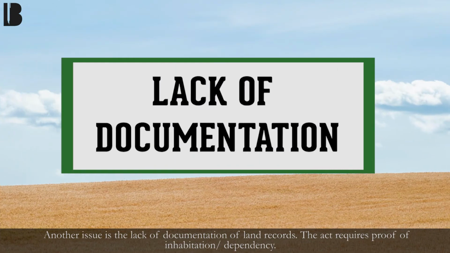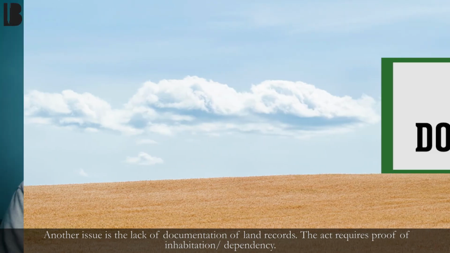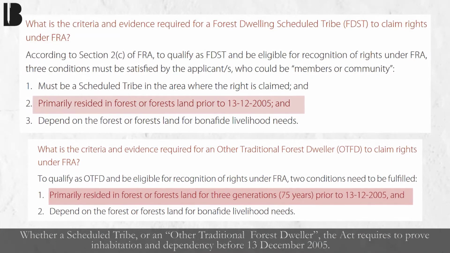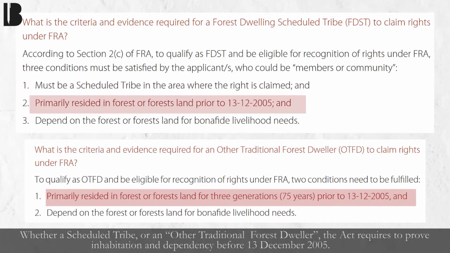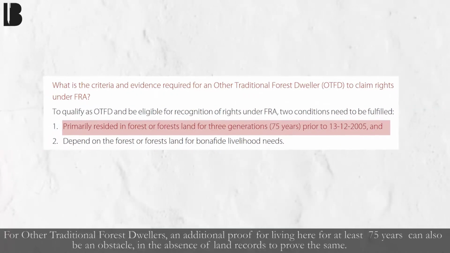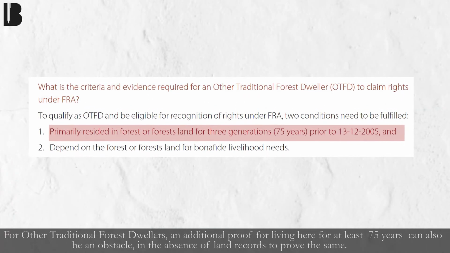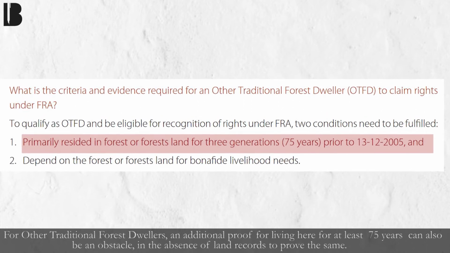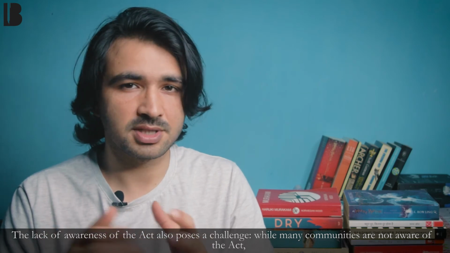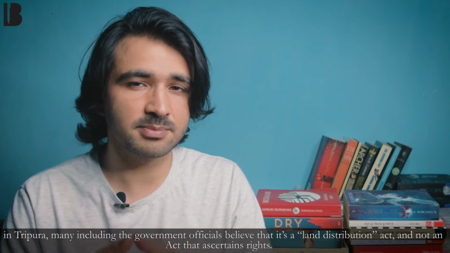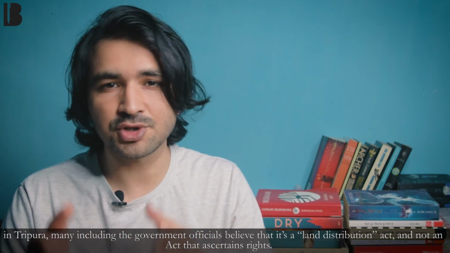Another issue is the lack of documentation of land records. The Act requires proof of inhabitation or dependency. Whether a scheduled tribe or an other traditional forest dweller, the Act requires them to prove inhabitation and dependency before 13 December 2005. For other traditional forest dwellers, an additional proof of living here for at least 75 years can also be an obstacle in the absence of land records to prove the same. The lack of awareness of the Act also poses a challenge. While many communities are not aware of the Act, in Tripura, many including government officials believe that it is a land distribution act and not an act that ascertains rights.